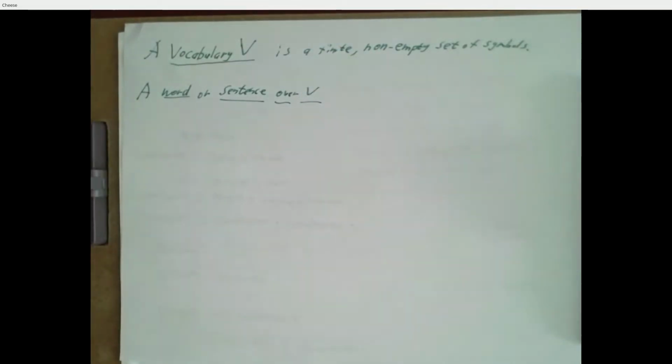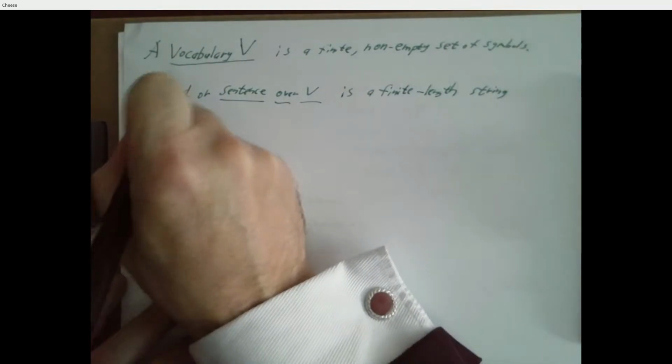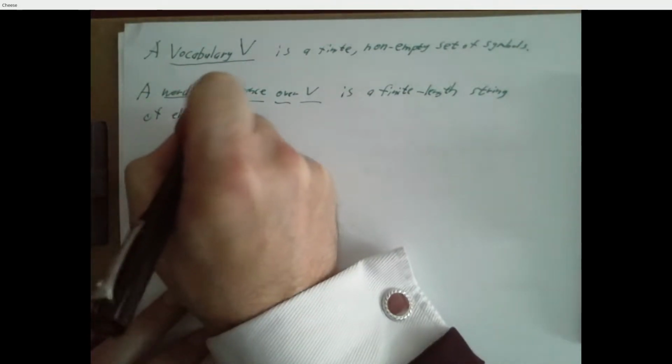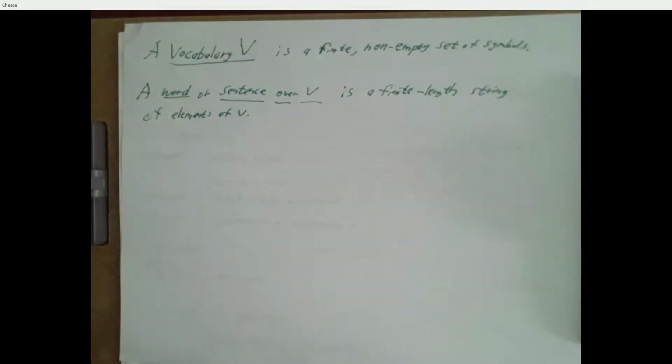And we're going to describe a sentence over V, and sometimes we say a word over V. They're interchangeable, but a sentence over V is a finite length string of elements of V. So V is a set of symbols. A sentence over V is just some collection of those symbols in a particular order. Okay, a string of them. And it can't be infinite length. It could be empty though. Okay, so an empty string will be considered a sentence or a word.